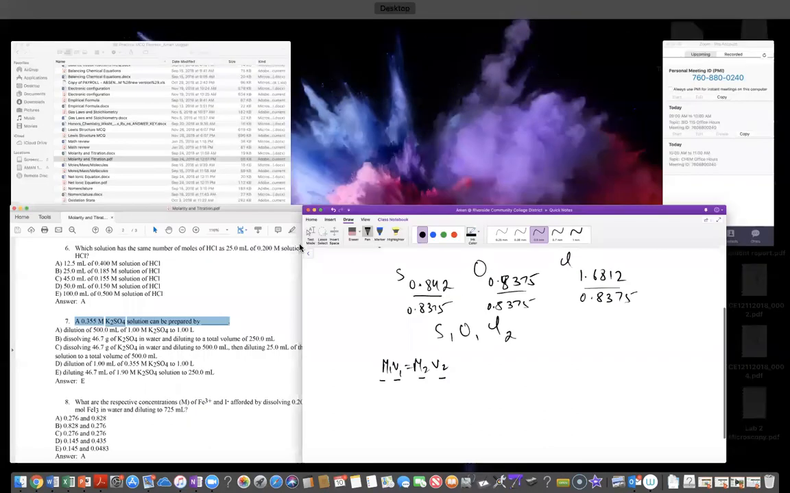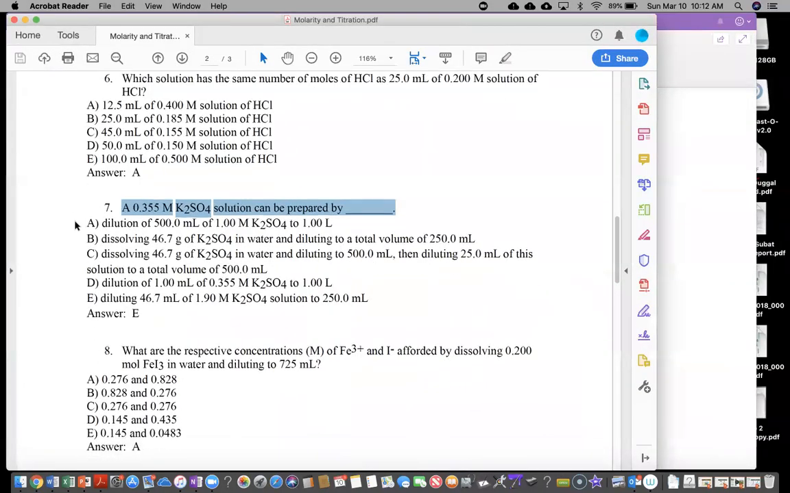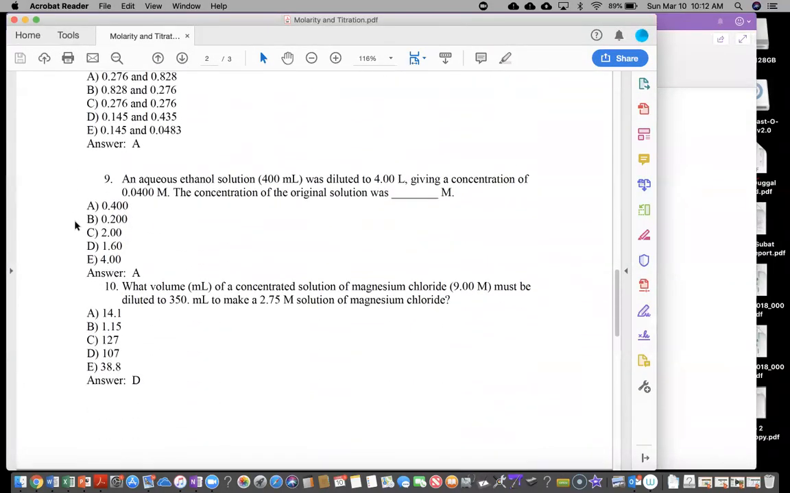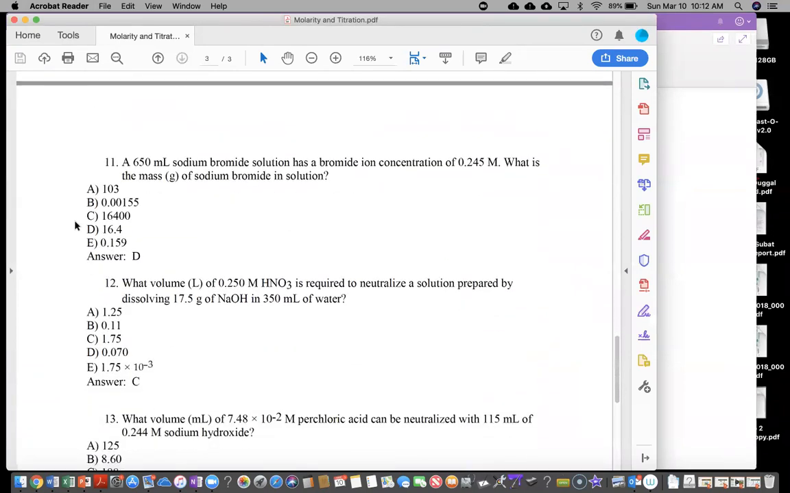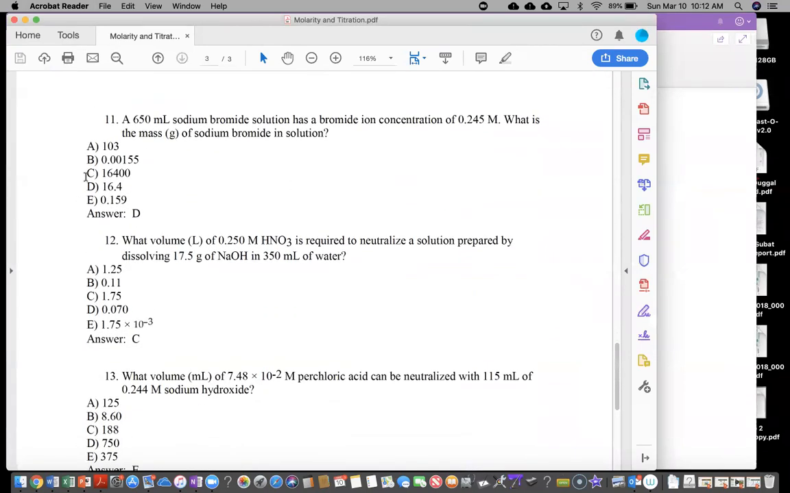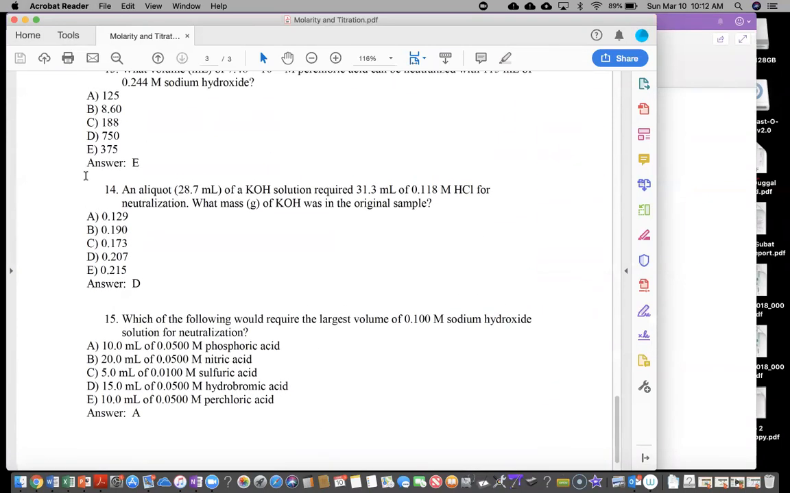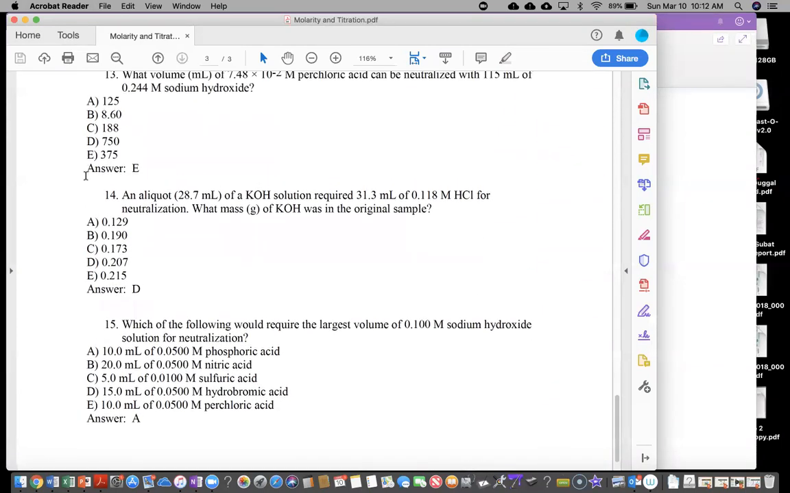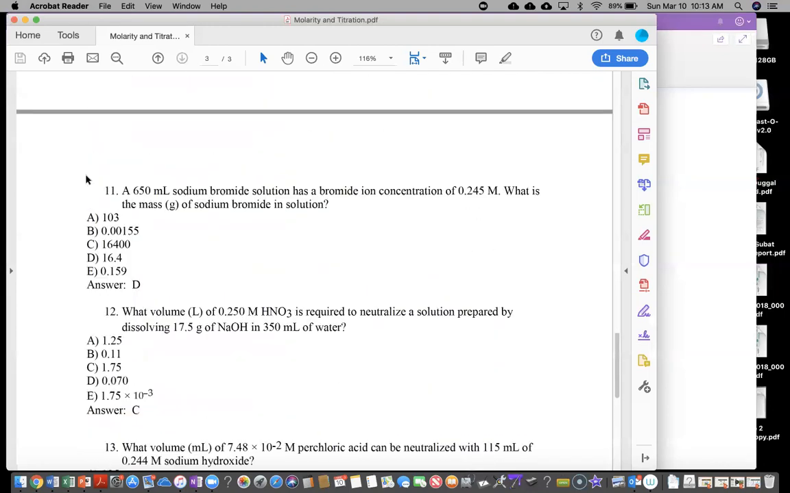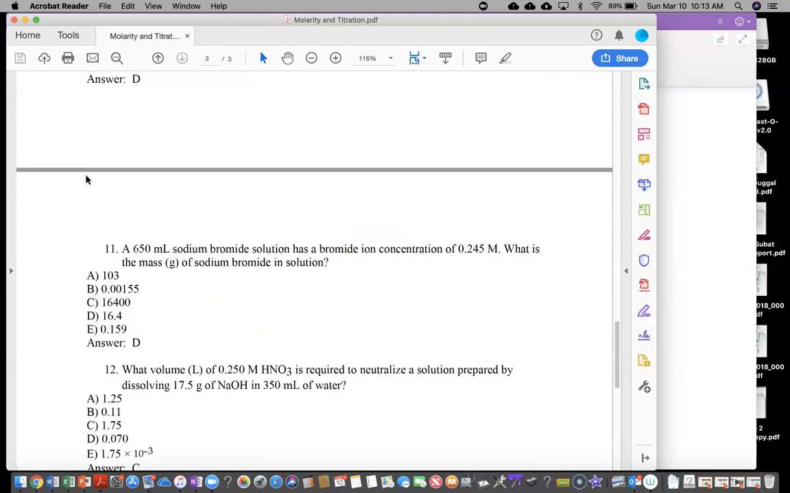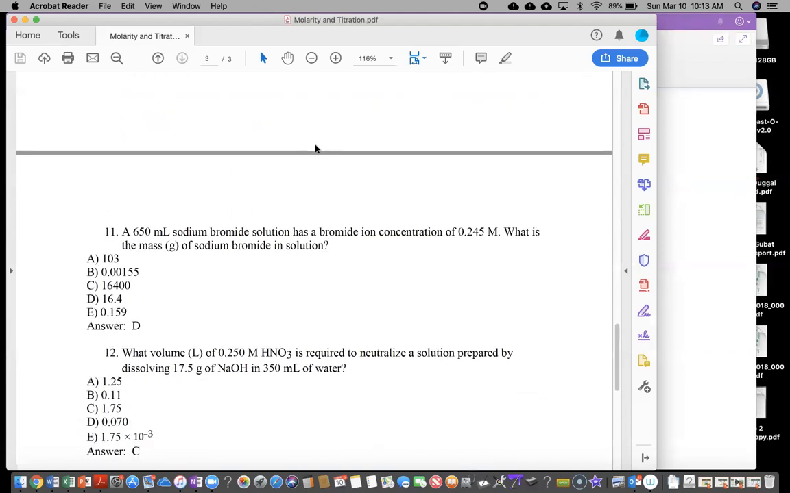So what I'll say is for molarity, you can skip questions 6, 7, 8, 9, 10, but then start again on 11. Questions 11, 12, 13, 14, 15, that again you should know. So anywhere we see dilution going on, maybe skip that. Anything else on this worksheet?